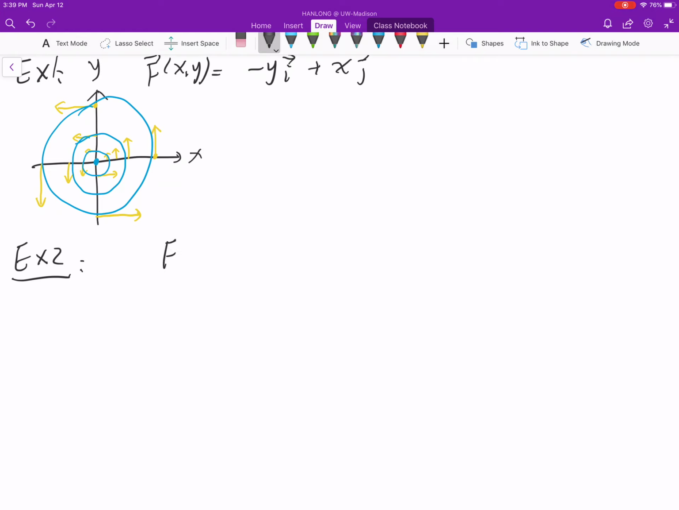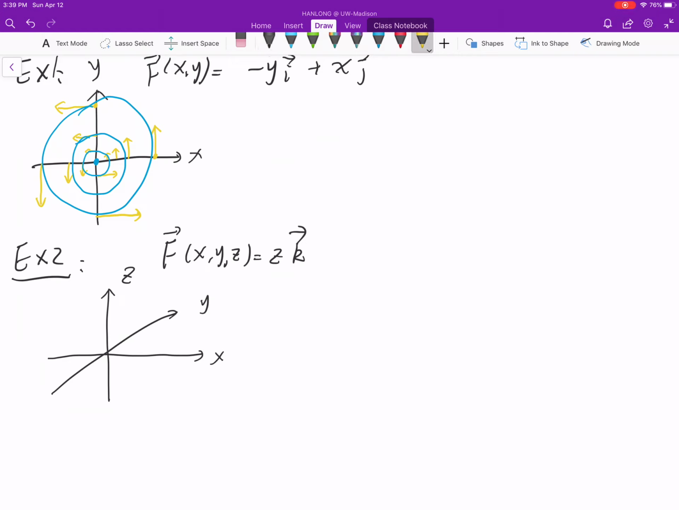Second example is given by, suppose you have the following vector: f(x, y, z) equals z k. Then what do you have? For each point, if it's above the xy plane, then it points towards the positive z direction, otherwise it points to the negative z direction. And on the xy plane, the vector is just zero. On the xy plane, there's nothing.